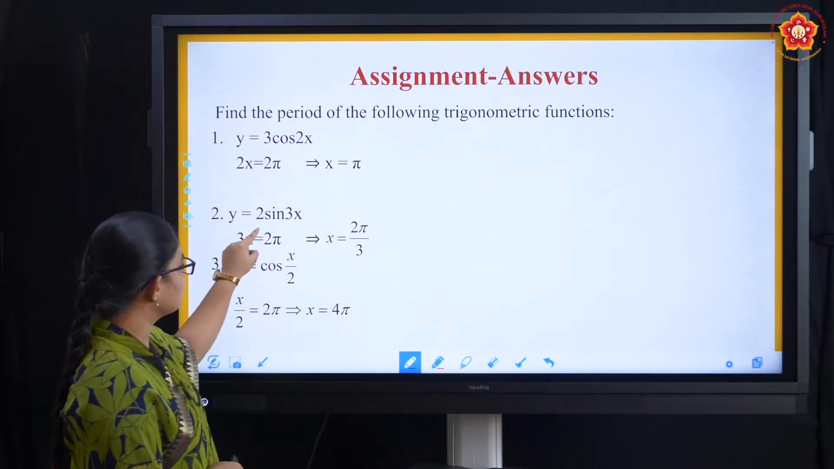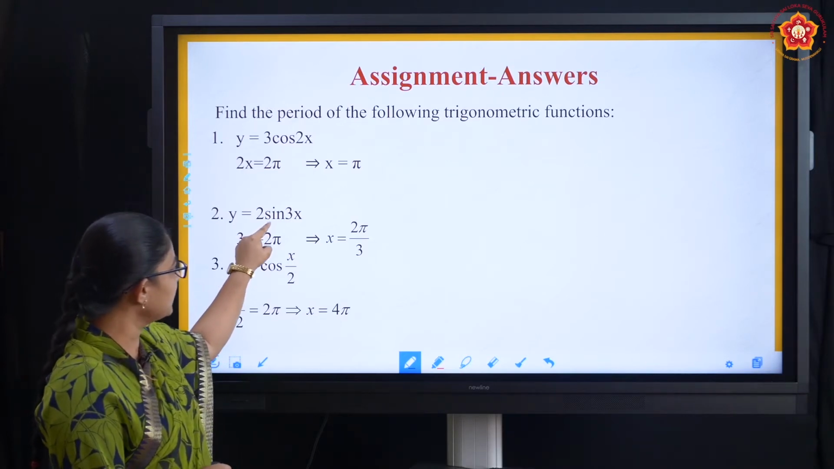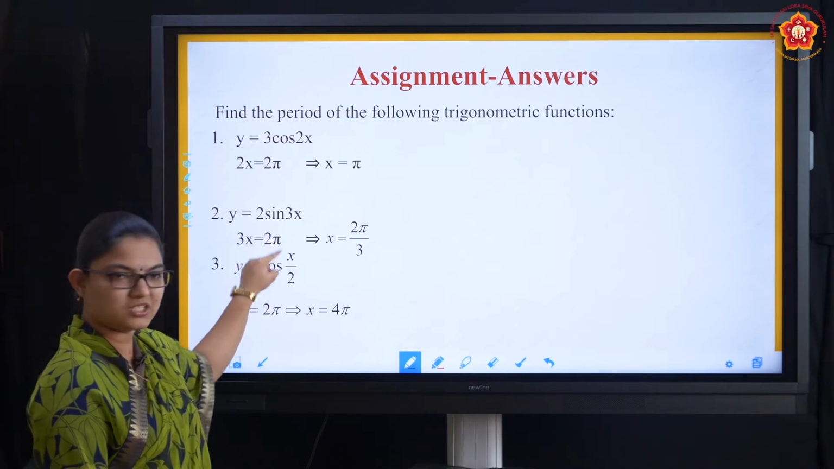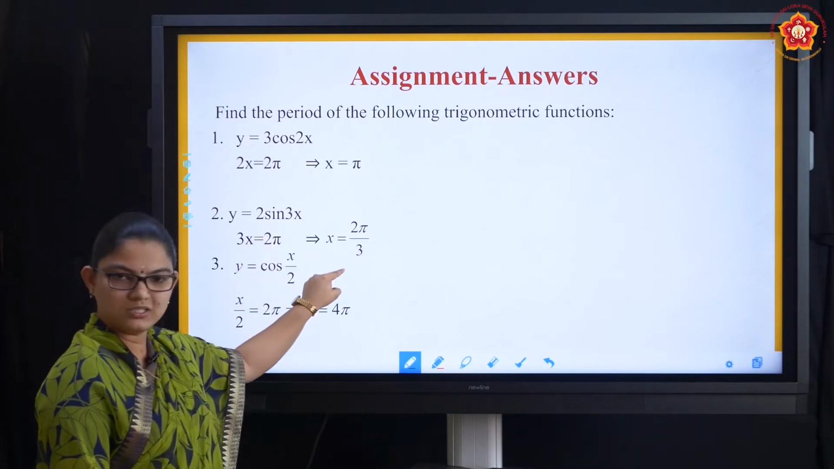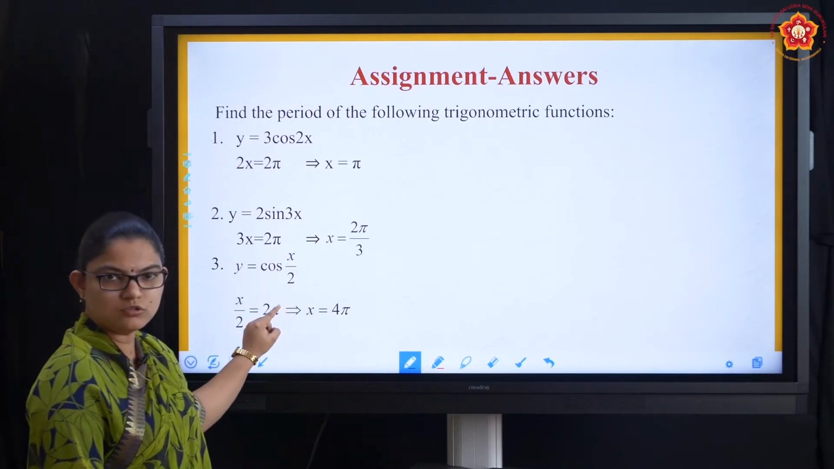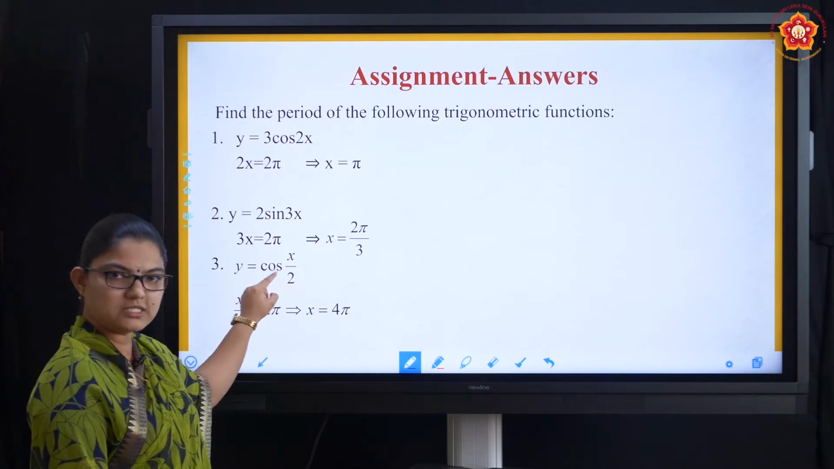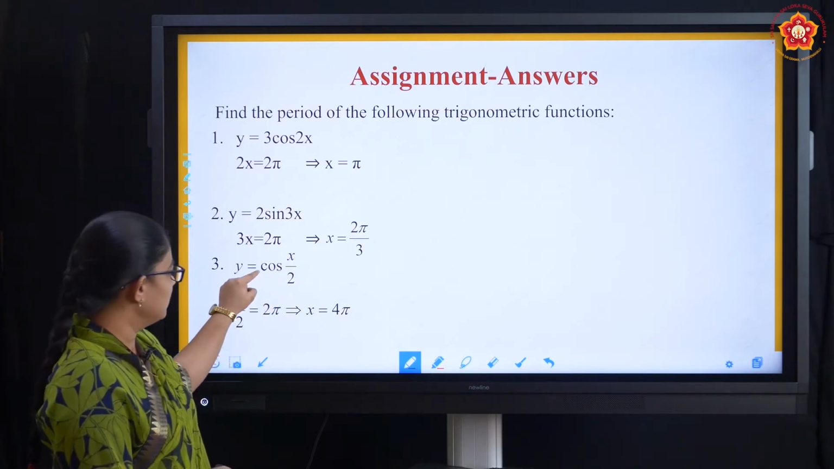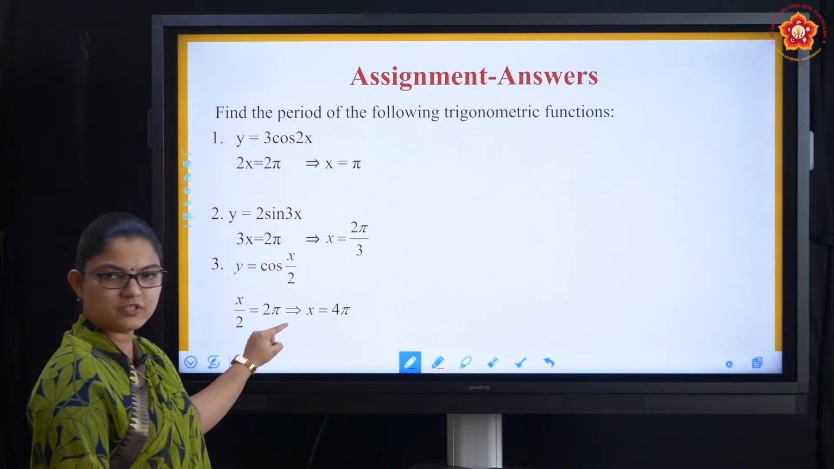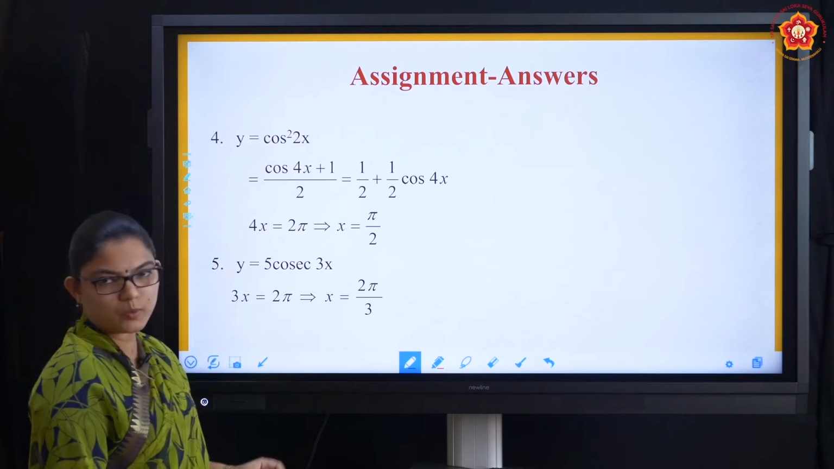Now coming to the next problem, we have 2 sin 3x. In the same way, we know that the periodicity of the sine function is 2 pi, so 2 pi by mod 3 is 2 pi by 3. Next, we have cos x by 2. So half into x, we can say the coefficient of x is half. Now we know that the periodicity of the cos function is 2 pi, so 2 pi by half is 4 pi.